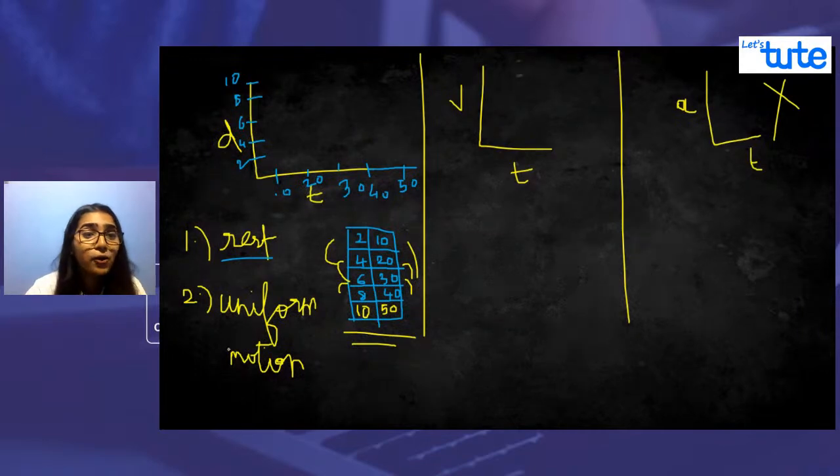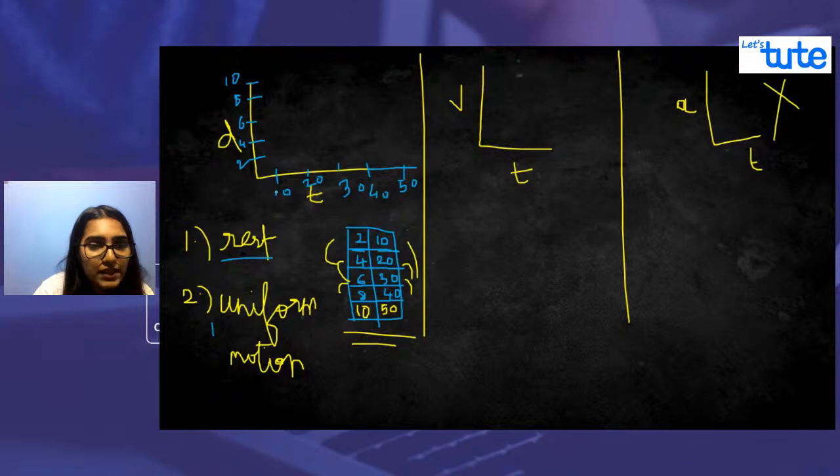Now, remember why I'm getting an oblique graph for a uniform motion. If I want to plot the data, when the distance covered is 2 meters the time is 10 seconds. So for 10 seconds, the distance covered is 2 meters. For 20 seconds, it covered 4 meters. For 30 seconds, it's covering 6 meters.